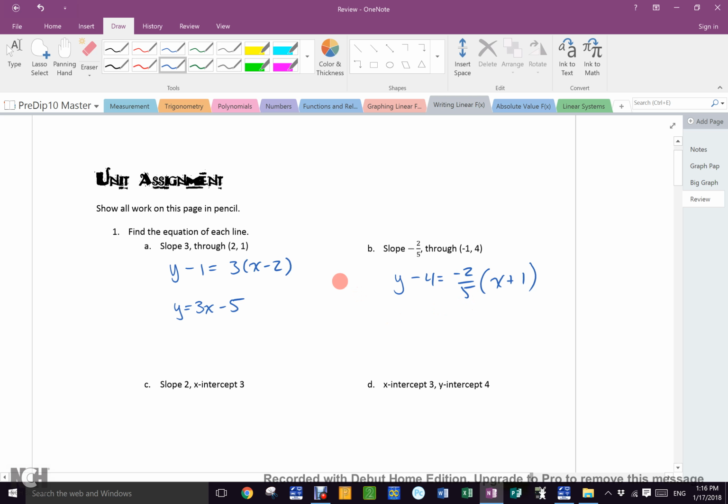And of course, if you slope-intercepted that, it is y equals negative 2/5 x plus 18/5, or 3 3/5. Hopefully you didn't do that. Hopefully you did that.